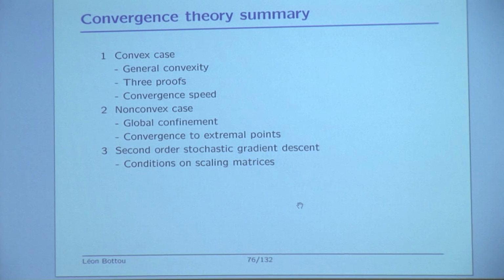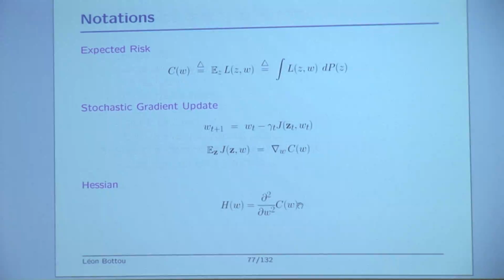So I'm going to first look at the convex case. And I'm going to present three proofs. And only the last one is about stochastic gradient, because I want to show that the complexity is not really in the stochastic part in that case. In the second part, I'll discuss the non-convex case. And the third part, the second-order methods. So let's just go. Notations.